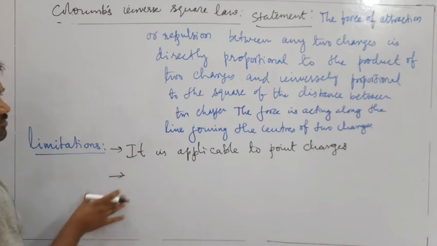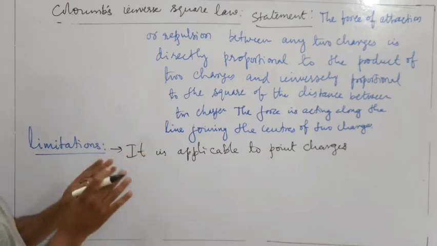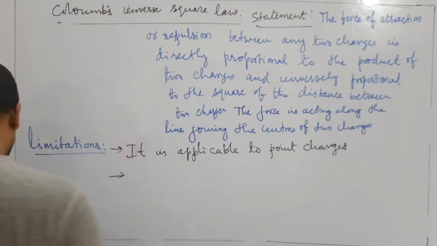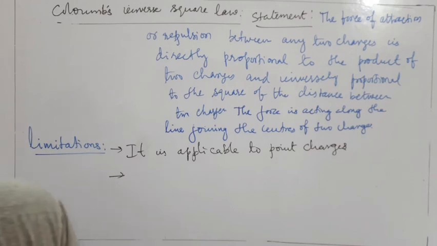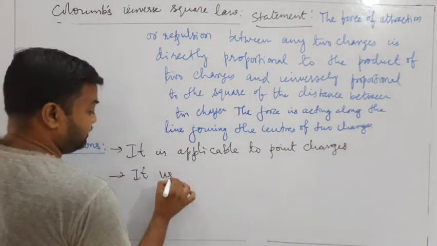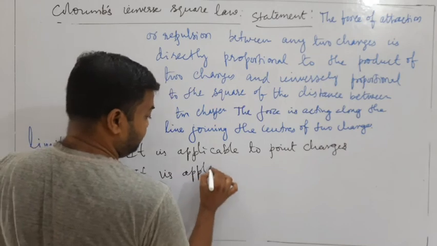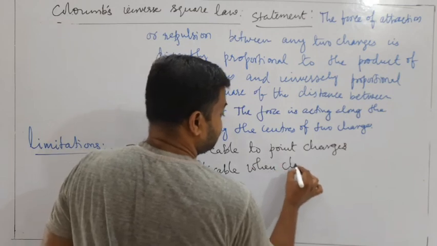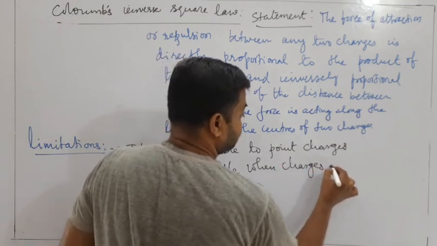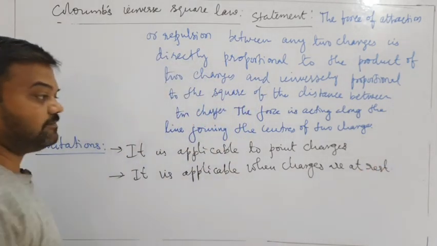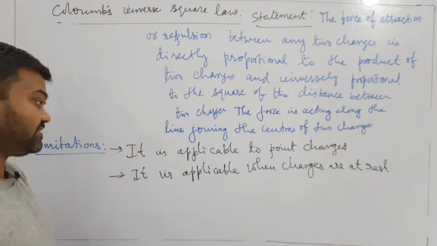And another one: Coulomb's law is valid when the charges are at rest. Coulomb's law is valid only when charges are at rest. We will write that here. It is extended only to point charges, and it is applicable when charges are at rest. Only when they are at rest do we speak of the force of attraction or repulsion between those charges.